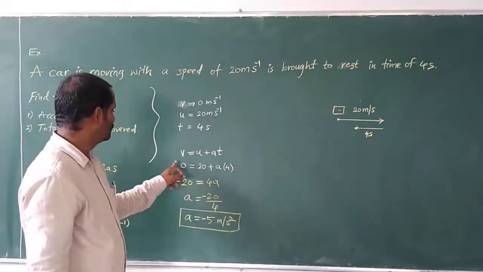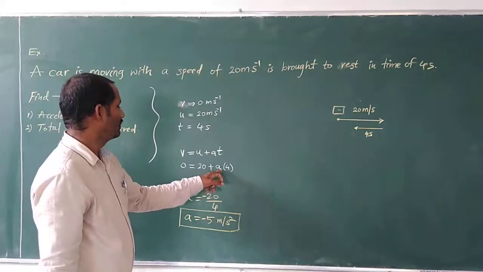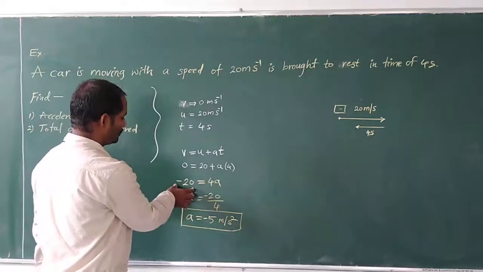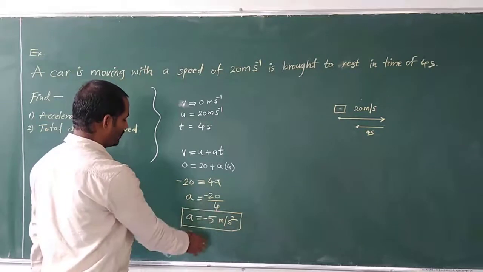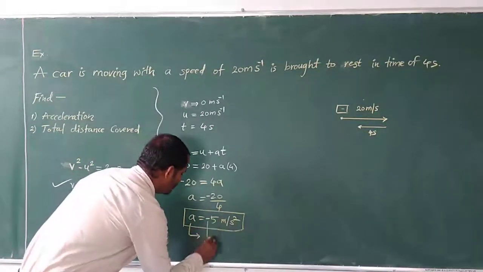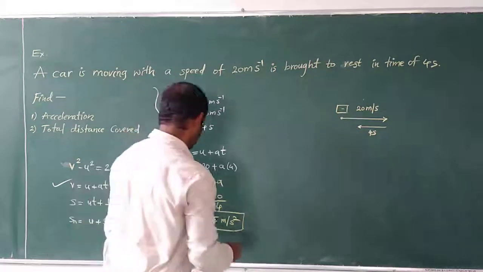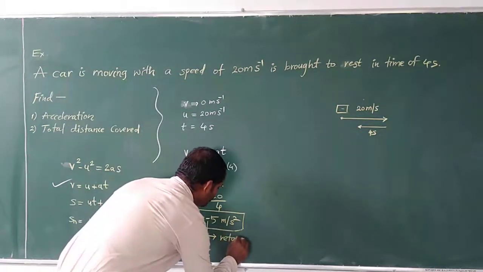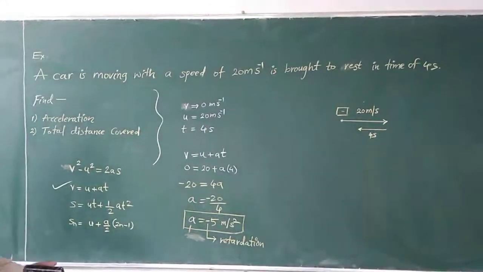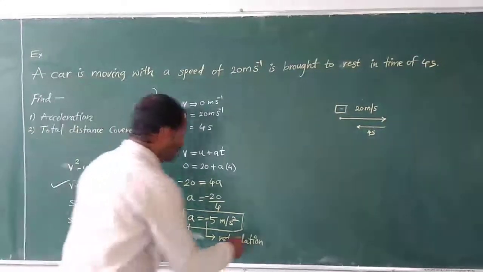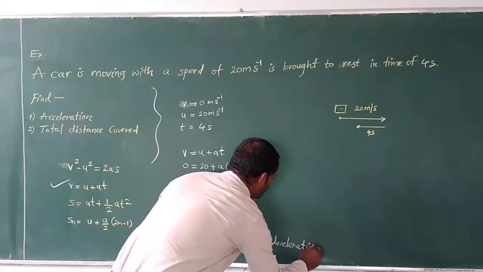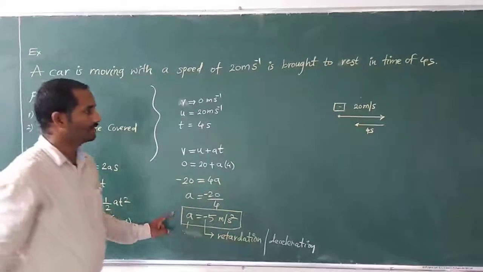So v is 0, u is 20, a we have to find, so put the value of t. So 4a is equal to -20, then a is equal to -20/4, a is equal to -5. What does this minus sign indicate? Retardation. In the last lecture we have already seen retardation or negative acceleration, also called deceleration.